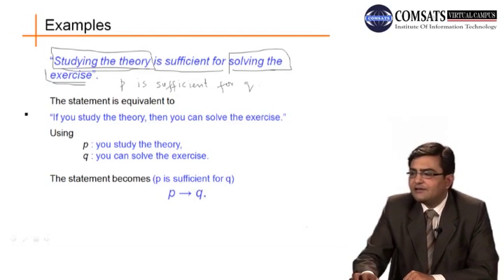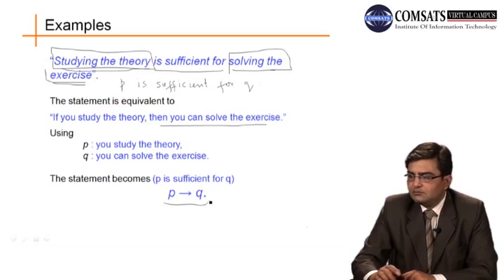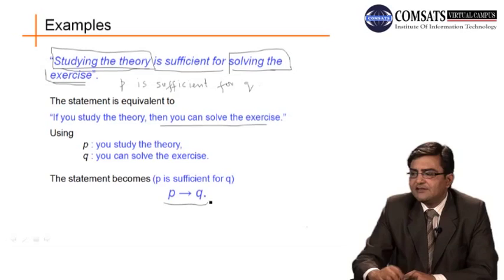So this statement can be rewritten as, if you study the theory, then you can solve the exercise. So this is another form of the conditional statement, which is equivalent to if P then Q. If you take P as you study the theory, and Q as the proposition you can solve the exercise, then the above statement can be written as if P then Q, or P implies Q. So there are many other forms of the conditional statements.